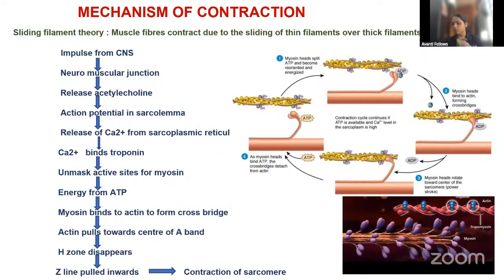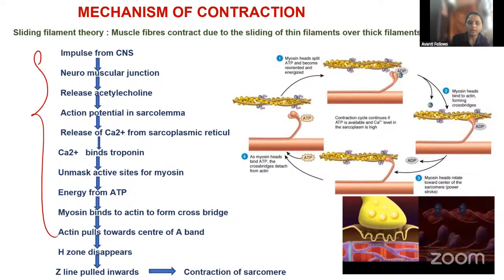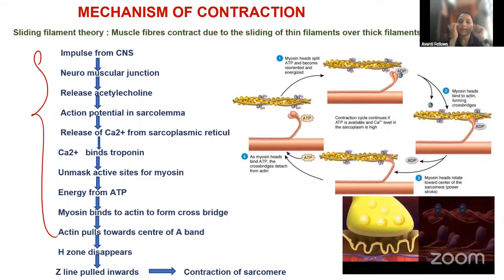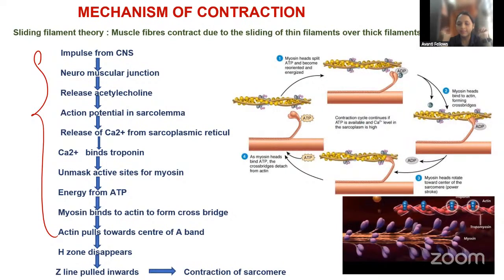Okay, let us talk about the contraction of the muscle, how the contraction is going to happen. Kindly listen here. First, we will talk about this, then we will come to this diagram. See here, guys. This mechanism of muscle contraction is also called the sliding filament theory.